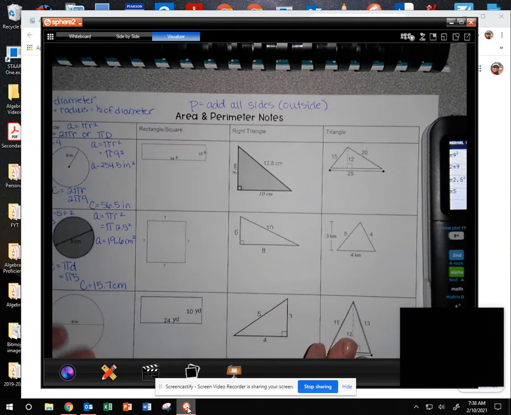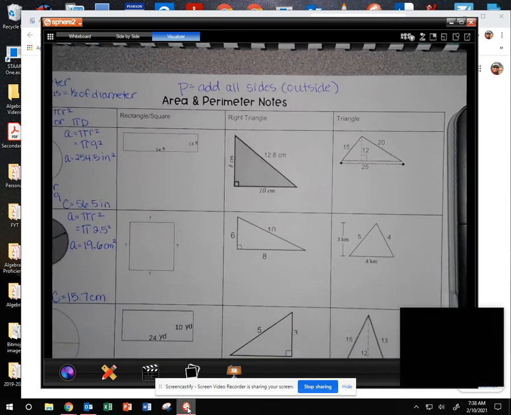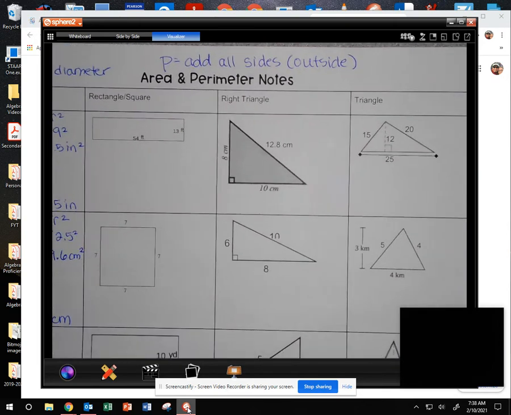Sorry, I'm trying to get this a little bit more focused for you guys. See if I can zoom in some. Okay, all right.